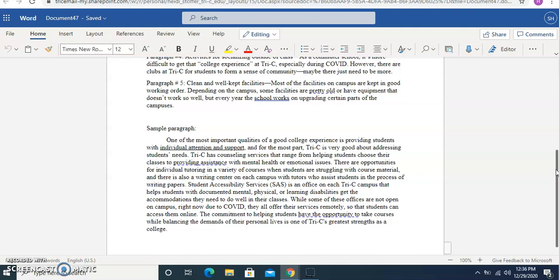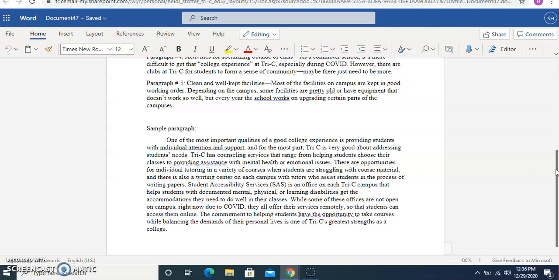While some of these offices are not open on campus right now due to COVID, they all offer their services remotely so that students can access them online. The commitment to helping students have the opportunity to take courses while balancing the demands of their personal lives is one of Tri-C's greatest strengths as a college.